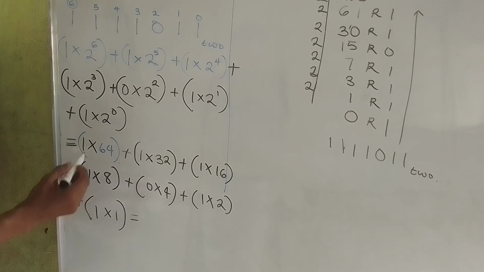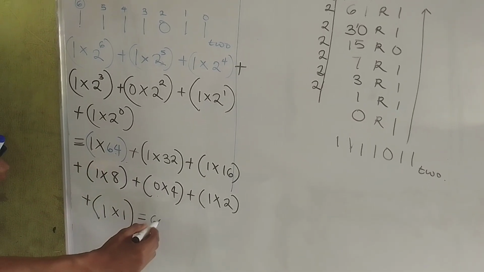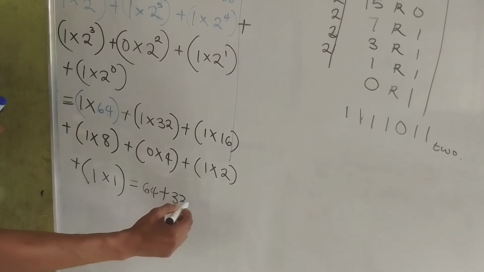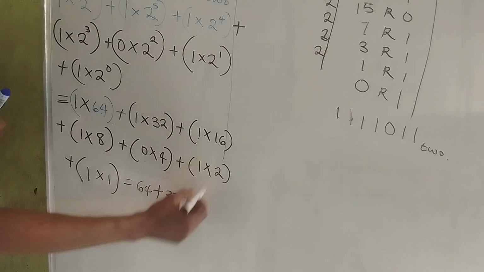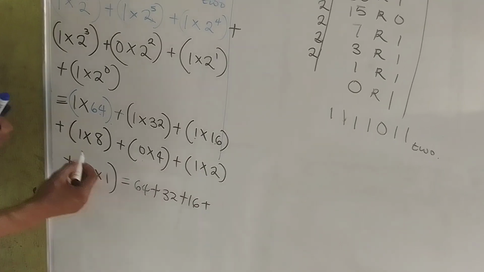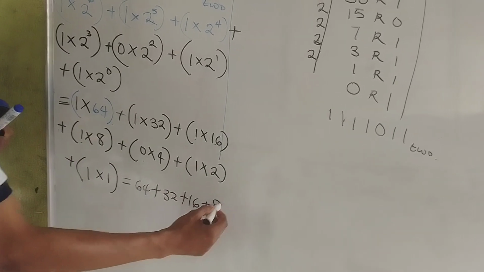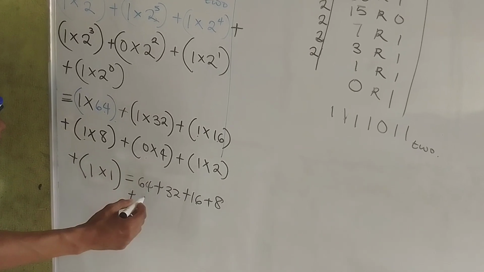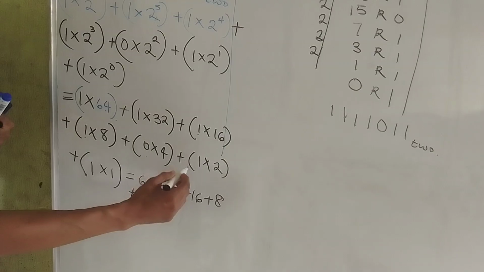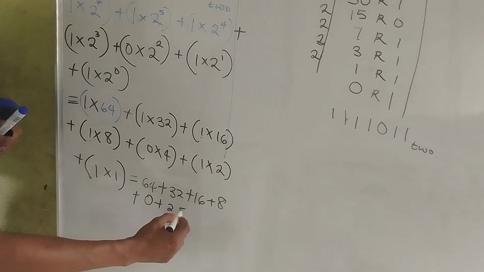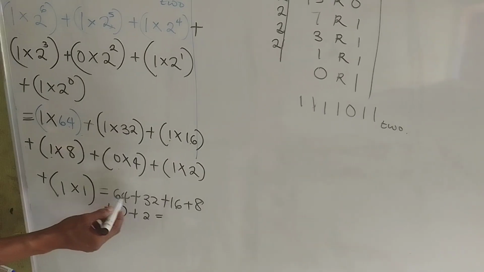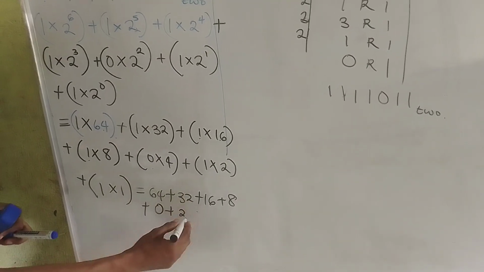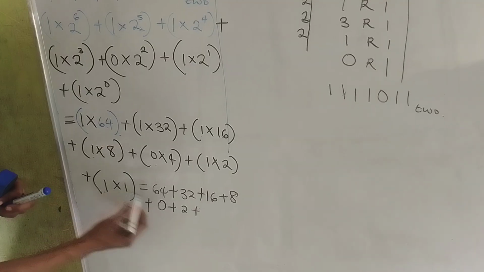So let's add. 1 times 64 is 64. Plus 1 times 32 is 32. Plus 1 times 16 is 16. Plus 1 times 8 is 8. Plus 0 times 4 is 0. Plus 1 times 2 is 2. Then I'll add 64 plus 32, plus 1 times 1 is 1.